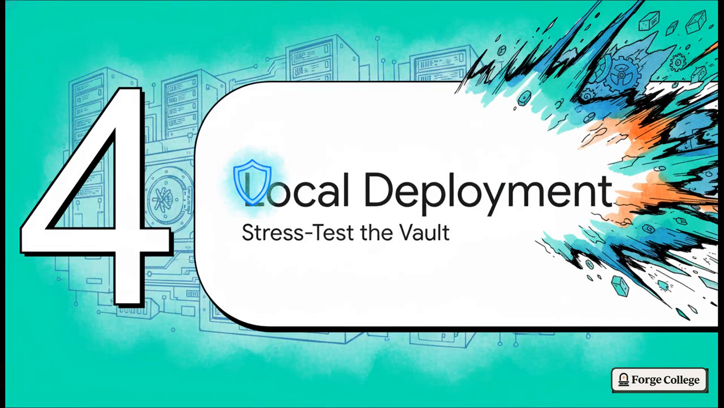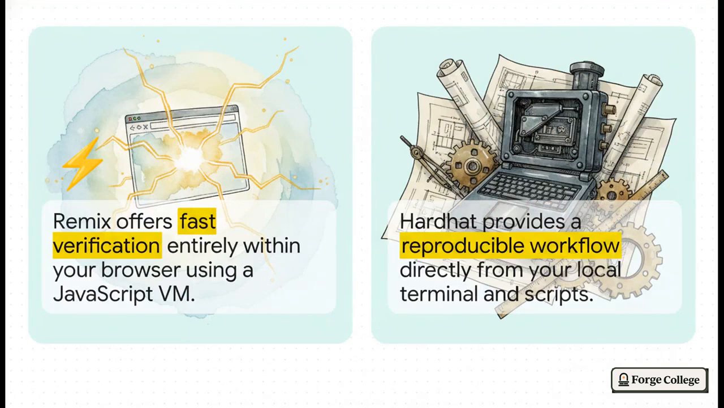Which brings us to Section 4, compiling and deploying locally. Because, let's be real, an architectural blueprint is just theory until we stress test it in the real world. To bring this code to life, your engineering toolkit gives you two really great options. If you want super fast, immediate verification without messing with any setup, you can just paste your code into Remix and deploy it on a browser-based JavaScript VM in seconds. It is incredibly satisfying for a quick check.